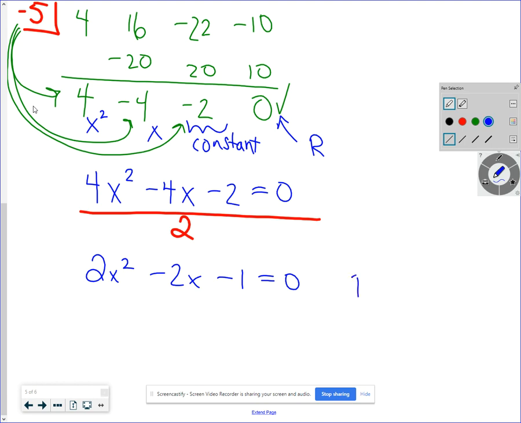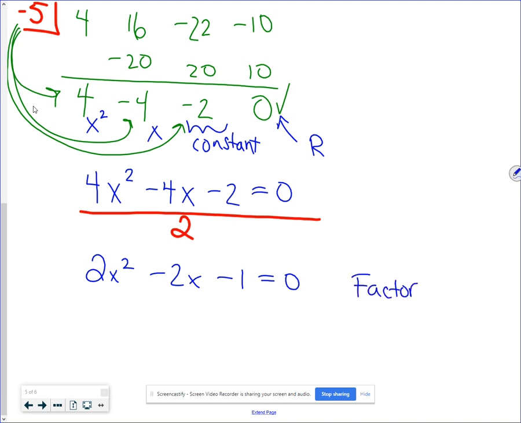So I'm going to see if I can factor this. Can I factor it? Well, to factor it, we do the product sum test. So let's take 2 times negative 1. 2 times negative 1 is going to be your product, which is negative 2. Your sum is the middle number, which is negative 2. So are there two integers that you can multiply together to get -2 and add to get -2? No, there isn't. So what that means is we're going to have to solve this by using the quadratic formula.